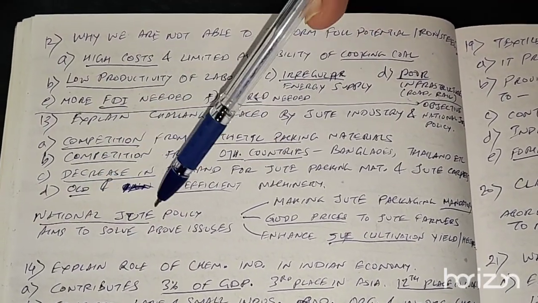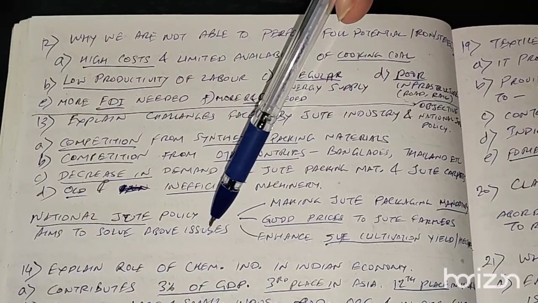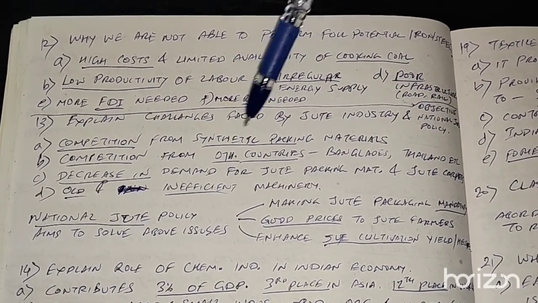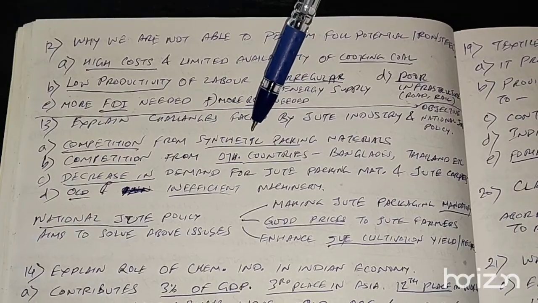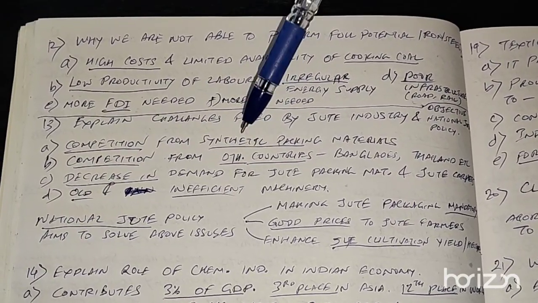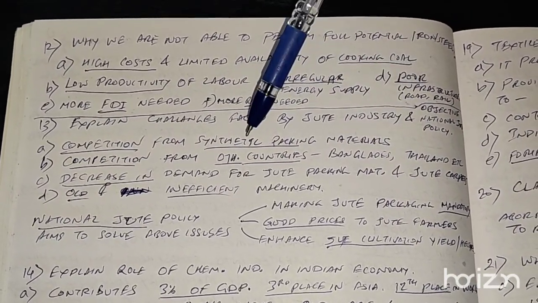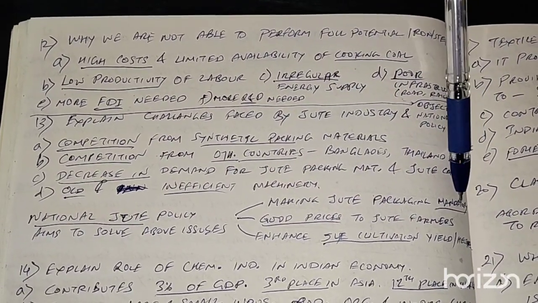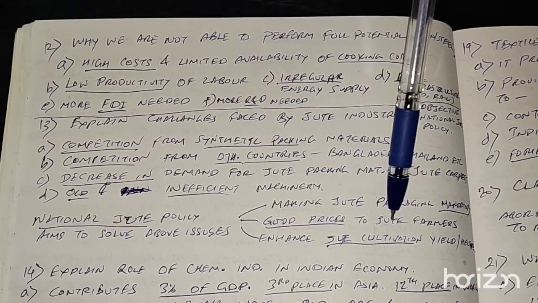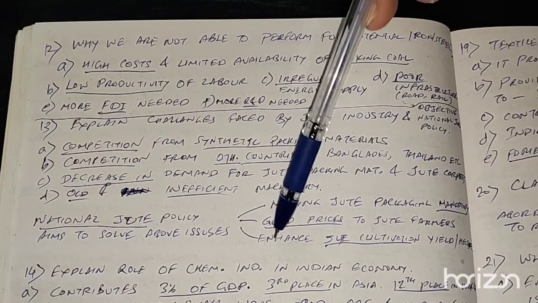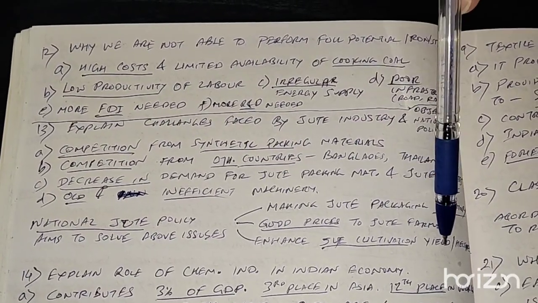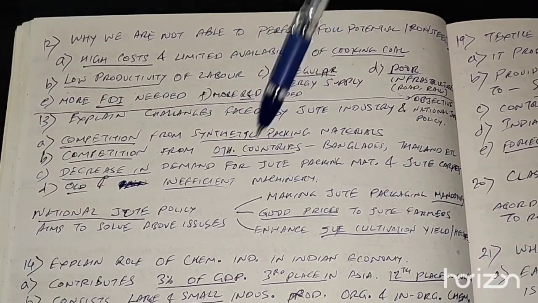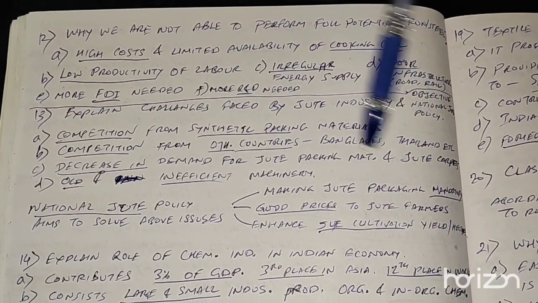So what the National Jute Policy aims to do is make jute packaging mandatory. Instead of using synthetic packaging, which is not very convenient and is harmful to nature, they are suggesting to always mandate jute packaging because it is biodegradable, and give good prices to jute farmers, and enhance jute cultivation yield per hectare. If you do all these three things, I think jute packaging can pick up and the jute industry will improve.